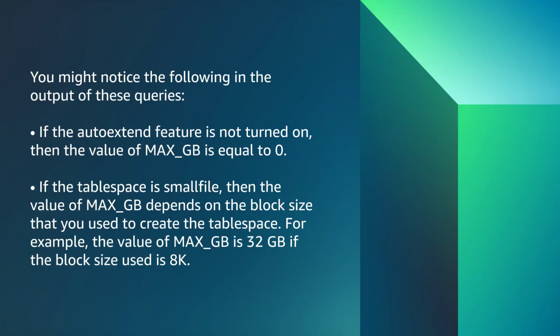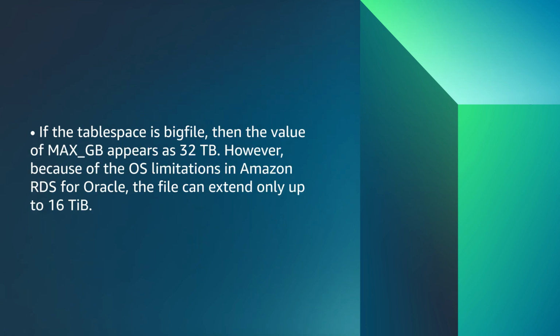You might notice the following in the output of these queries. If the auto extend feature is not turned on, then the value of max GB is equal to 0. If the table space is a small file, then the value of max GB depends on the block size that you use to create the table space. For example, the value of max_GB is 32 GB if the block size is 8K. If the table space is a big file, then the value of max GB appears as 32 TB. However, because of the OS limitations in Amazon RDS Oracle, the file can extend only up to 16 terabytes.